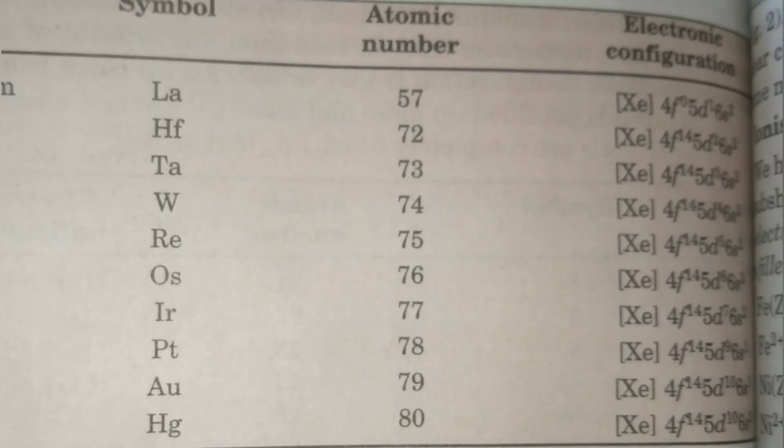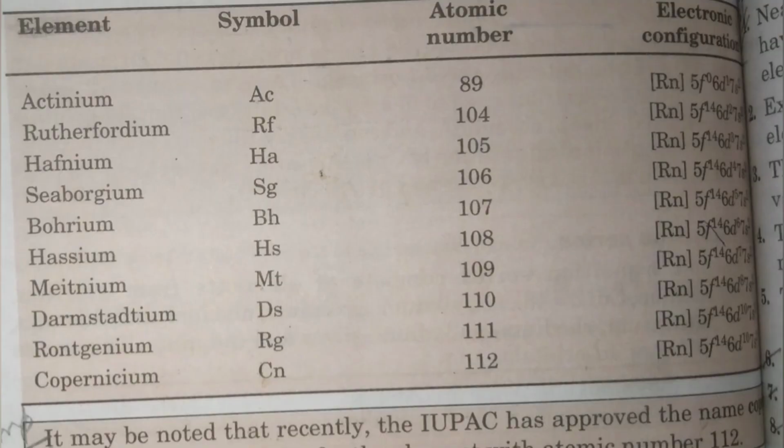The next transition series is the lanthanide transition series, lanthanum to mercury, meaning atomic number 57 to 80, in which the f orbital is included in the electron configuration. Another is the actinoid series, starting from 89 to 112, in which the 5f orbital is included, and the 6d transition series follows the electron configuration in a table.